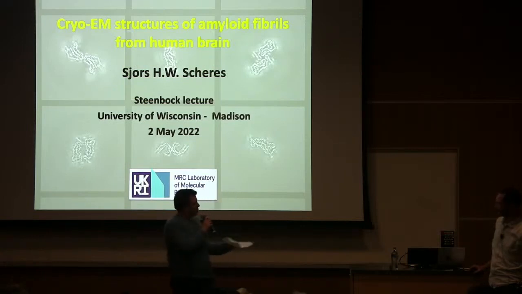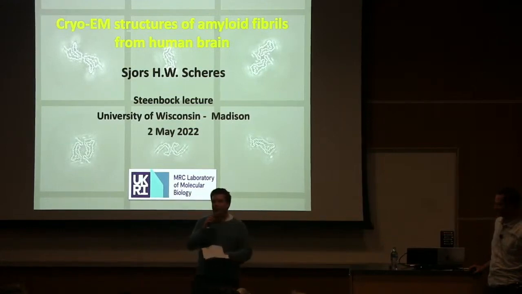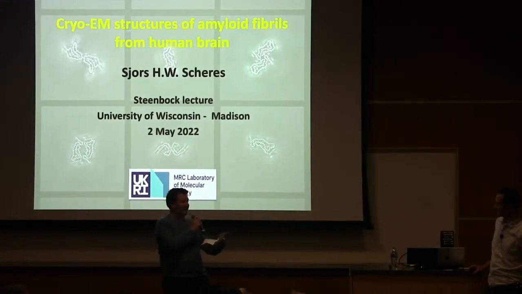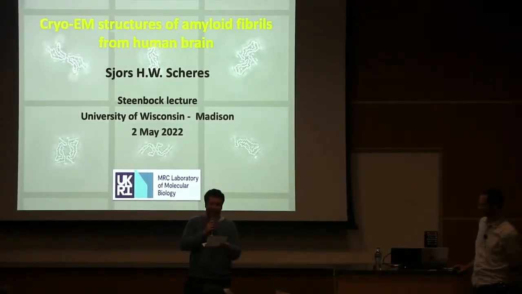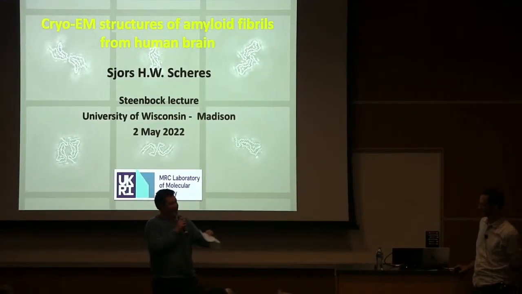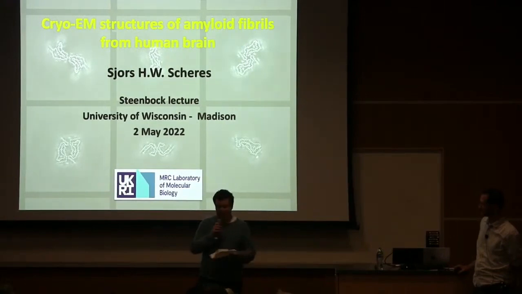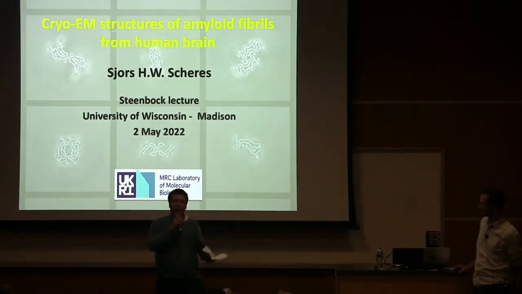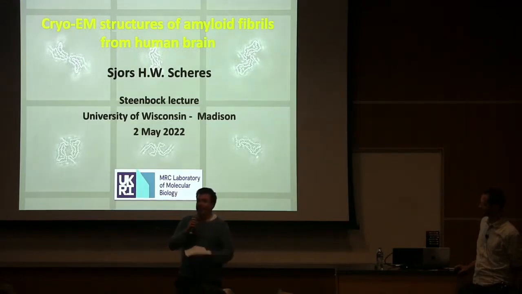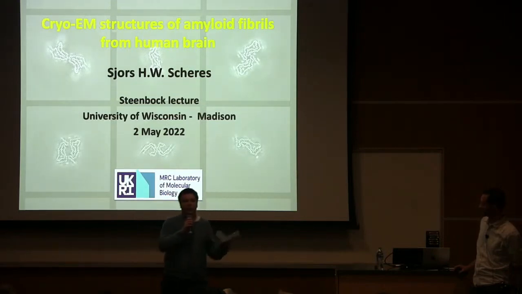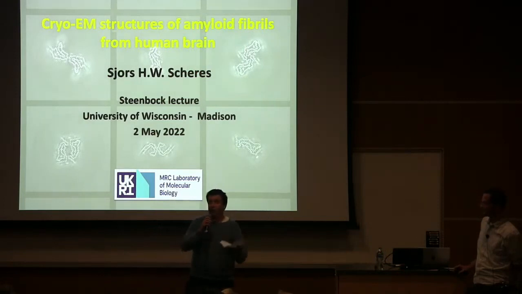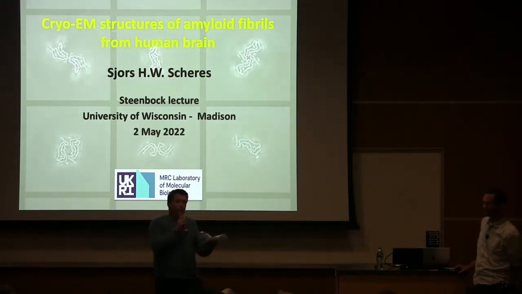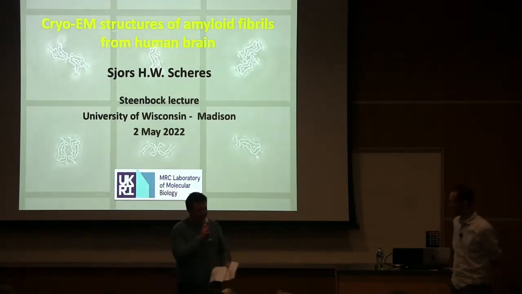Sjores is very well known for the development of the program RELION, which is the most used cryo-EM processing package. I Googled it quickly before I came. There are 20,000 cryo-EM structures in the EMDB, and RELION is listed as being the processing package on a little under half of them, and probably it's not listed on some that it was used on. We're going to hear more about that tomorrow, I believe, and see some atomic resolution cryo-EM maybe. But today we're going to hear about Sjores' exciting work on amyloid fibrils and how he's used cryo-EM to uncover some really interesting stuff about them. So thank you very much for joining us, Sjores, and please take it away.